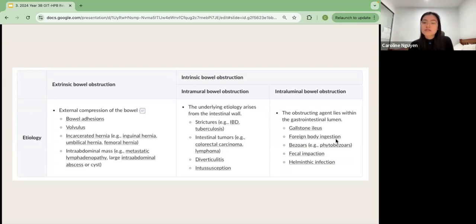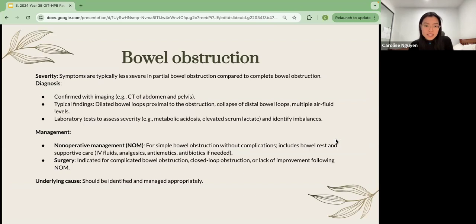And fecal impaction for children who are extremely constipated. So bowel obstruction, to diagnose, you probably need imaging. And on abdo X-ray or CT, you'll see dilated bowel loops proximal to the obstruction, collapse of distal bowel loops, and multiple air fluid levels. This makes sense. So you've got an obstruction.